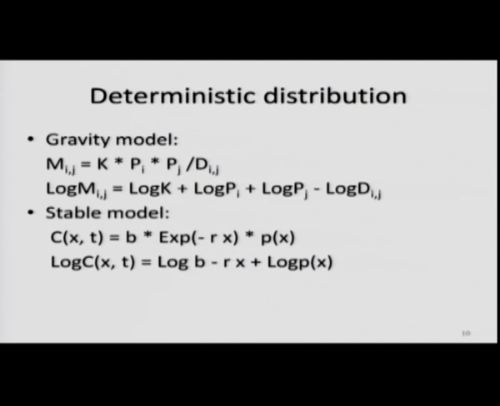Again, an example of deterministic distribution: the gravity model of migration is deterministic. We show that Mij is k into Pi into Pj divided by Dij. Pi and Pj are populations of places i and j, Dij is the distance separating the two. Now, for fitting purposes, meaning for estimating the value of k, you can use log m equal to log k plus log Pi plus log Pj minus log Dij. A stable model is also a deterministic model, by the way, although it includes the concept of probability Px. Cxt equal to b exponential minus Rx into Px, or log of Cxt equal to log b minus Rx plus log Px.